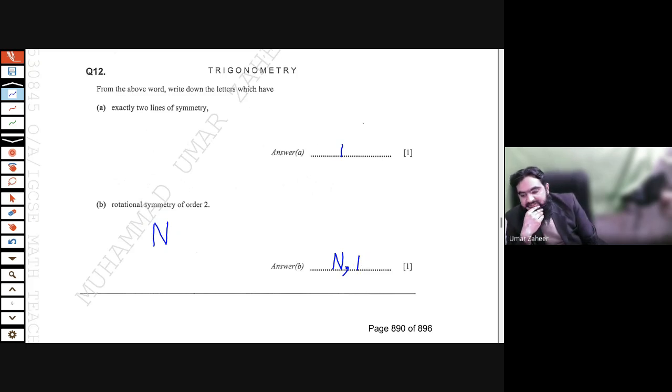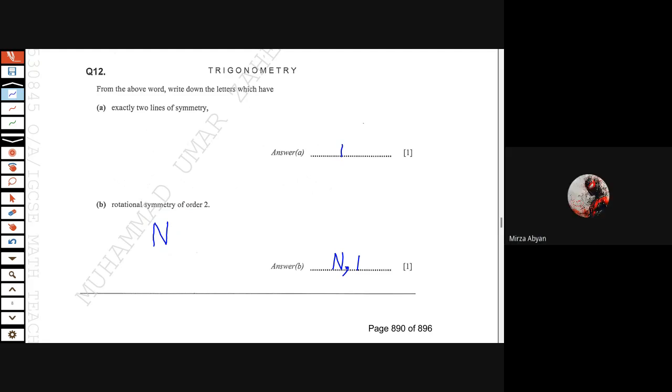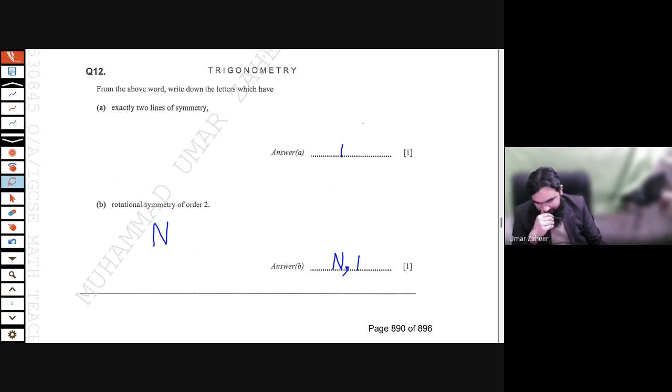Yes, any other one? Sir, M? No, M is not. Okay, and it becomes W upside down. Oh, sir, O has infinite, right? Yes. All right, so these are the answers.